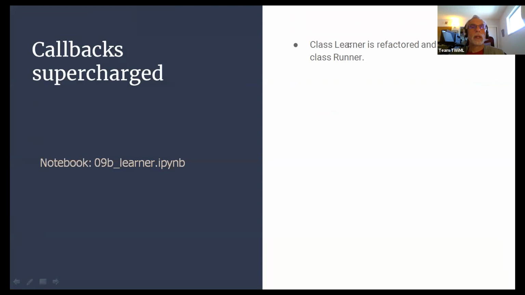And now there's no longer anything called Learner. There's no longer anything called Runner. That was the thing he introduced in lecture 10, which he was so excited about. Lecture 9 or 10, I can't remember. And now he's refactored it and he calls it Learner. And so he has this notebook 9B Learner where he shows that.